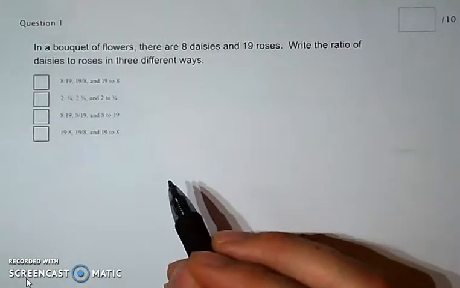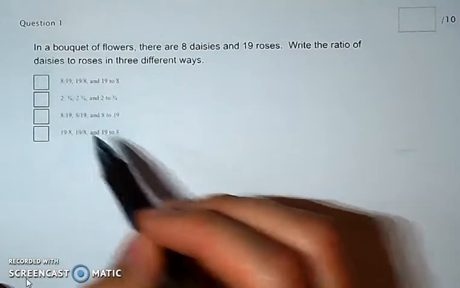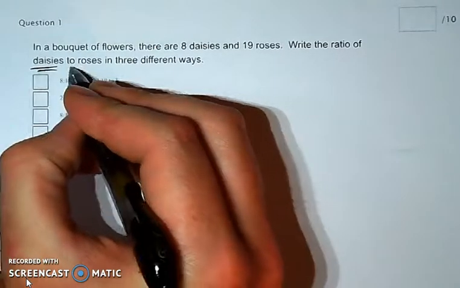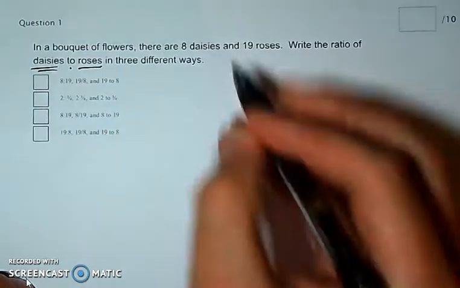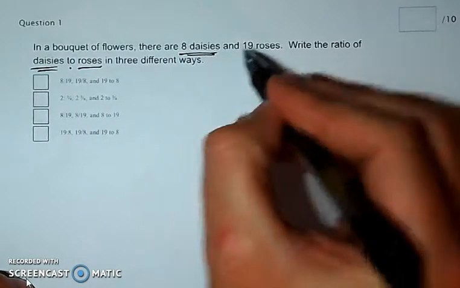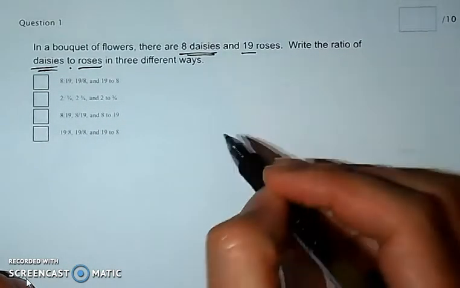So here they're looking for the ratio of daisies to roses in three different ways. So we have to give them what they're looking for. They're asking for daisies to roses, right? So we have eight daisies and 19 roses. It has to come in that order.